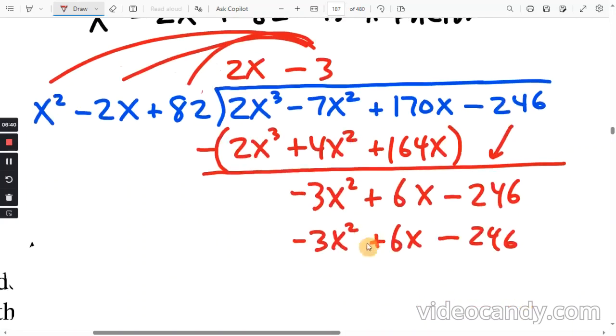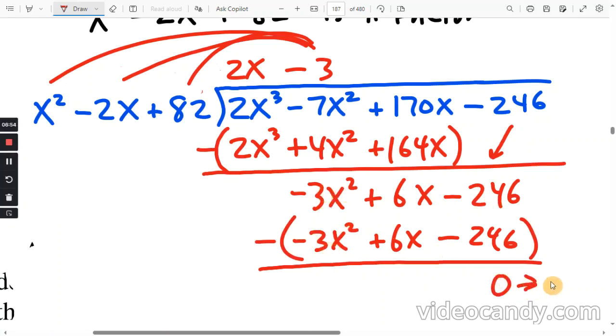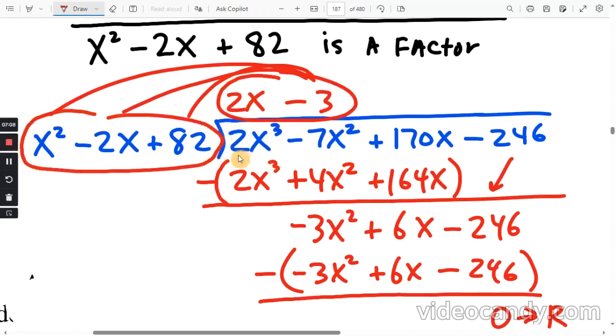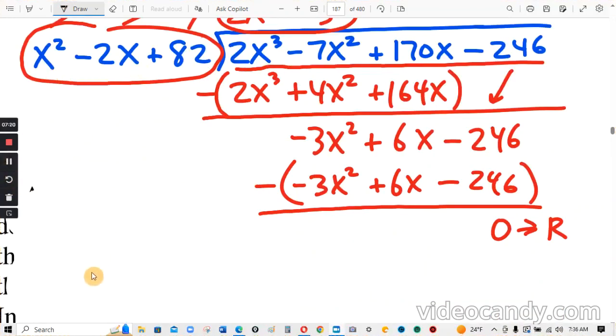All right, so that's what we expected, to get a remainder of 0. Because we divided by something that was a factor, we're going to subtract this whole thing, so this minus itself is just 0. All right, that's your remainder. So basically, we get 2x minus 3. So we have this 2x minus 3 times this right here equals the original function. All right, so these two multiplied equal the original. Okay, rewriting, x squared minus 2x plus 82.